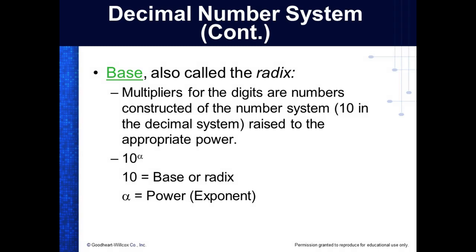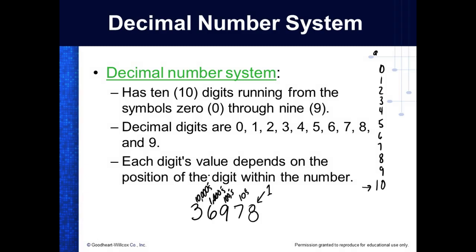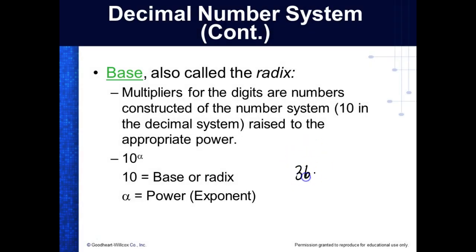Now, the way it actually goes, and we'll look at this, is that every numbering system, I don't care what it is, the way it actually goes is if we had that same number, what was it? 36,978. This holds the weight of the base raised to the 0 power. And any number raised to the 0 power is what? 1. This holds the weight of 10 to the first. This would be 10 to the second. This would be 10 to the third. This would be 10 to the fourth. The next one would be what? 10 to the fifth, 10 to the sixth, 10 to the seventh.